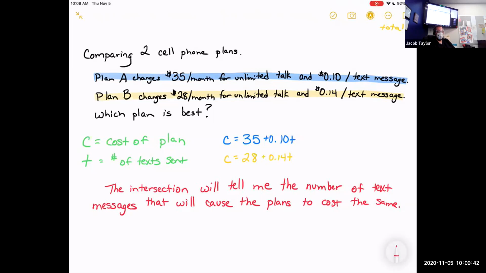And what I want to know is, how many text messages is that? If I sign up for Plan B, how many text messages could I send before Plan A became a better idea? Maybe. I wonder if there's a way we can figure it out. And the answer is, of course there's a way I can figure it out. I'm going to open up my graphing calculator. So go ahead and navigate over to Desmos. Okay.